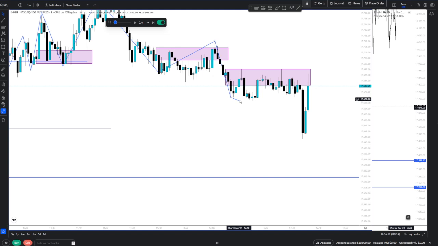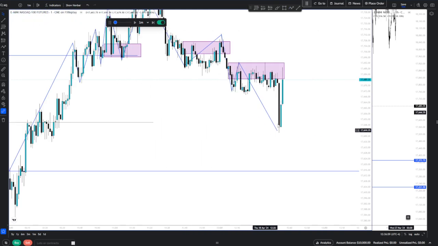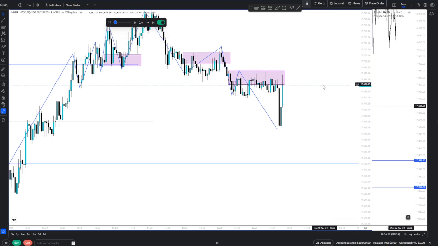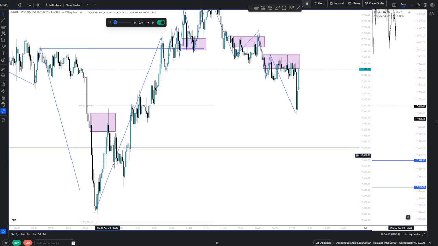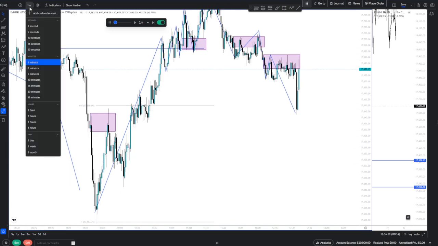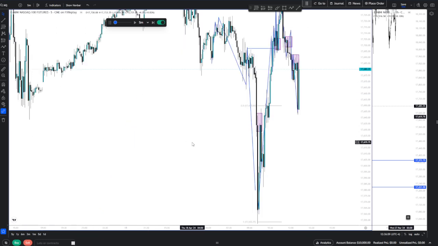I guess we did. So I guess I would draw it like this. And now if we closed above, I would be absolutely all about trying long. So I know we're delivering from here. I would not like that we left this area unmitigated. This is probably another 5-minute order block down here though, that we left untapped.